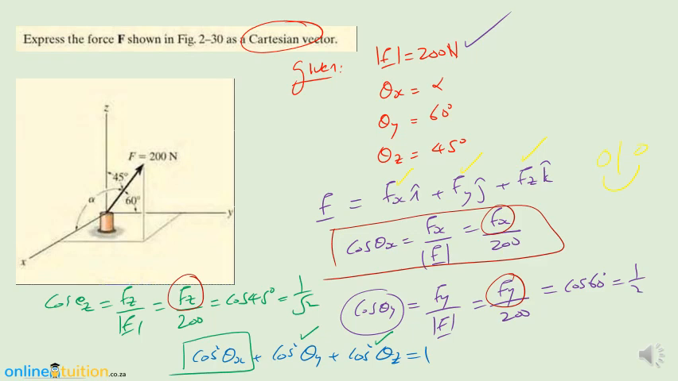I want you to have a look at this problem. Do not look at my solution. Write out your solution. Map out the steps properly, and finally write down F as something i plus something j plus something k. This is such a cool, awesome problem.